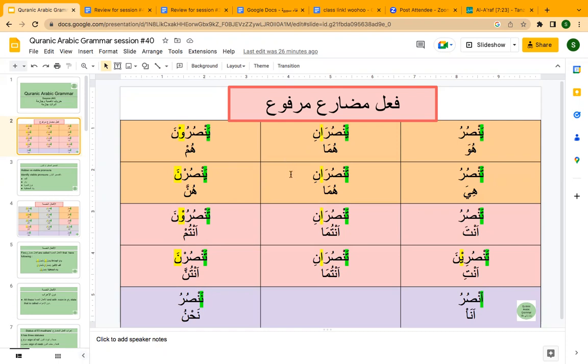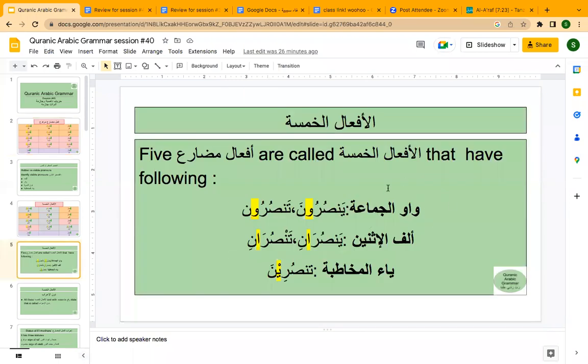Who remembers? What are the letters I taught you that should be there in af'alul khamsa? Waw should be there, yes, as a doer pronoun. Ya al-mukhataba should be there, very good. Alif al-isnain should be there, right? And that's it, right? Three pronouns are part of af'alul khamsa, that you can see: Waw al-jama'a, Alif al-isnain, Ya al-mukhataba.